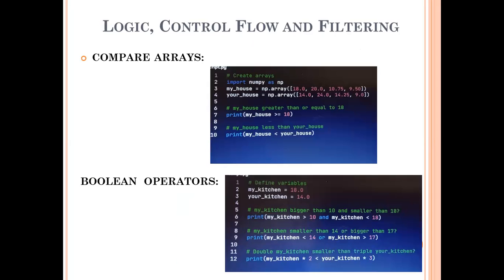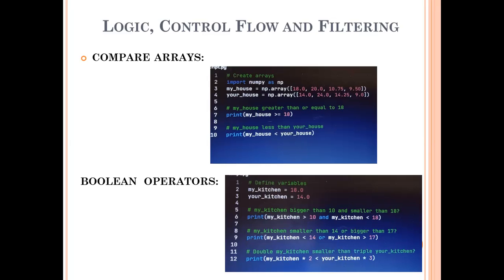Talking about logic, control flow, and filtering. First of all, comparing arrays. How can we compare different arrays, or specifically NumPy arrays? As you can see, here I have two NumPy arrays, my house and your house. Now, talking about comparing them. If I want the result in a case where my house is greater than or equal to 18, then the syntax would be print my house greater than or equal to 18.